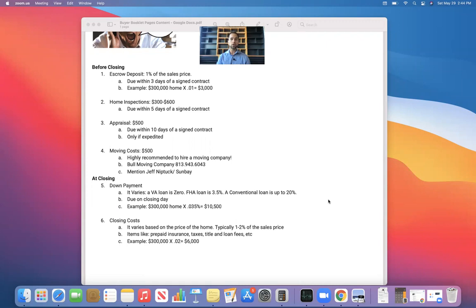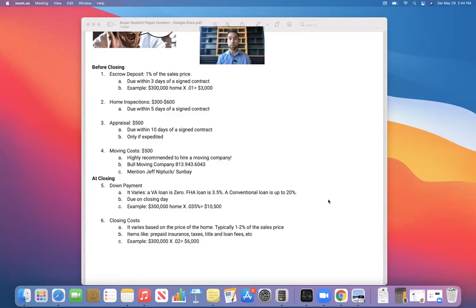Number two, your home inspections, roughly $300 to $600. This is due within 5 days of a contract. What happens is once you go under contract, we schedule your inspections. When the inspection happens, before the report is released to you, you just need to pay the bill. You can do that online or over the phone, not a problem. But in your first week, you can expect to have to pay for your home inspections.